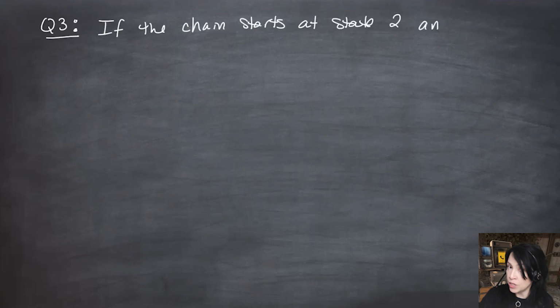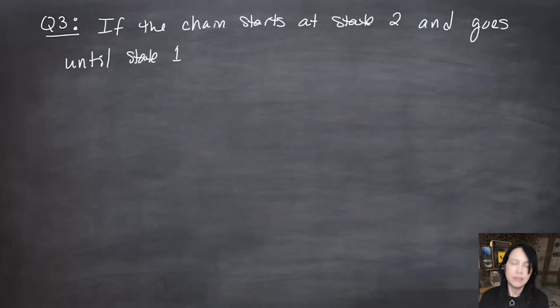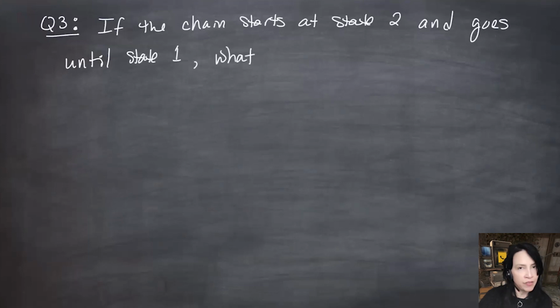And we're going to go until we hit state 1. Along the way, I want to find the expected number of visits to or hits on state 5. So what is the expected number of visits to state 5?